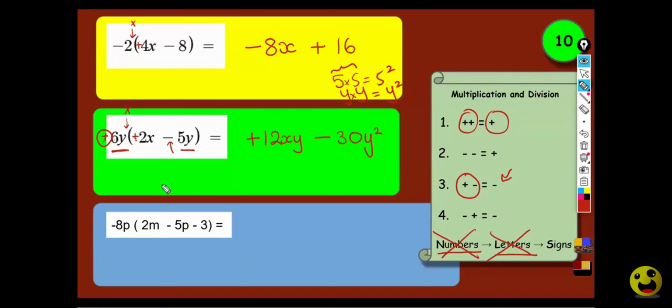I want you all to try the last one for me, the blue one. I know it looks intimidating, but keep in mind, even though it's 3 items, do all the numbers first, do all the letters after, and then the signs. You will get 3 answers because it has 3 items in the brackets. Good luck, right? If you get it wrong, you get it wrong. Just try. Listen. I think the 2, when you look to the left, you don't see anything, so it's automatically positive.